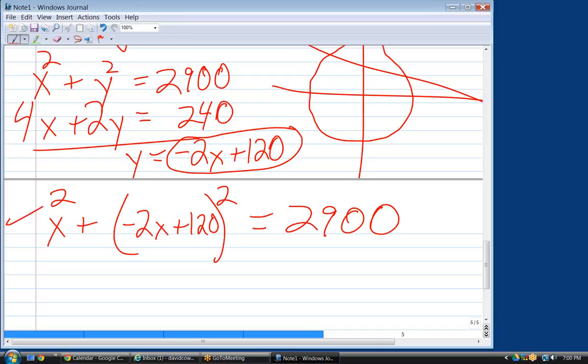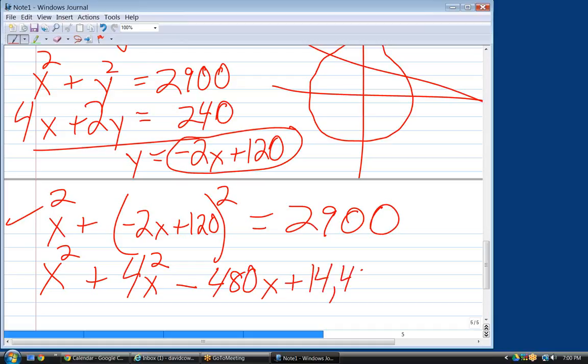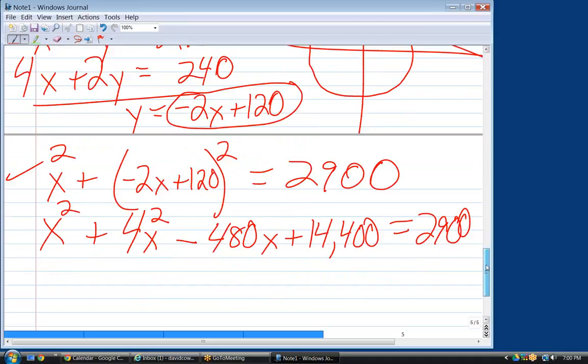Notice that what we're going to end up with here is a quadratic in x. x squared plus 4x squared minus 24480x plus 14,400 equals 2,900. I think I expanded that properly. Did I? Yeah. Okay.